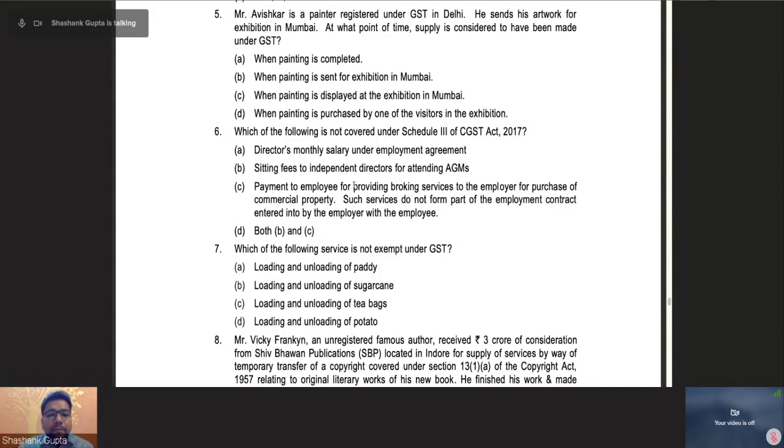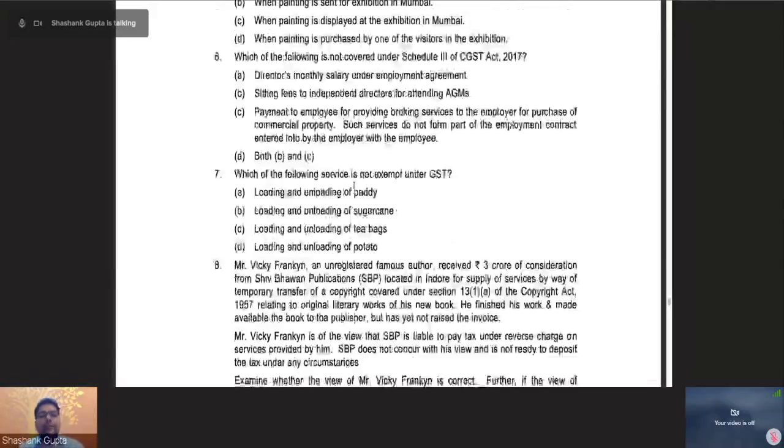Seventh question, which of the following services is not exempt under GST? So here the question is talking about loading and unloading, and we will just do the revision of the amendments which are relevant.